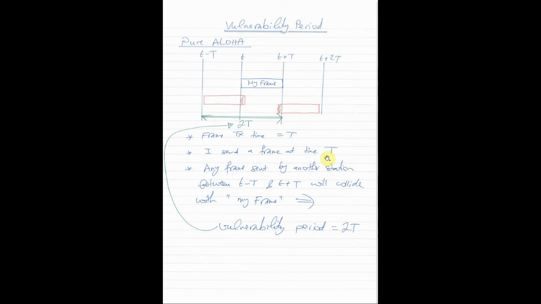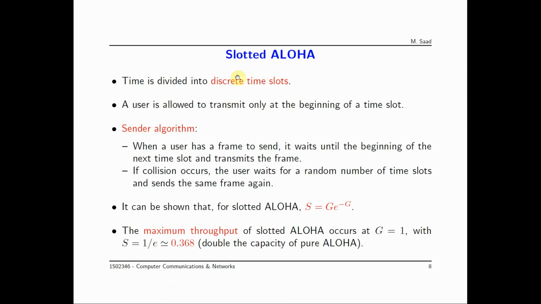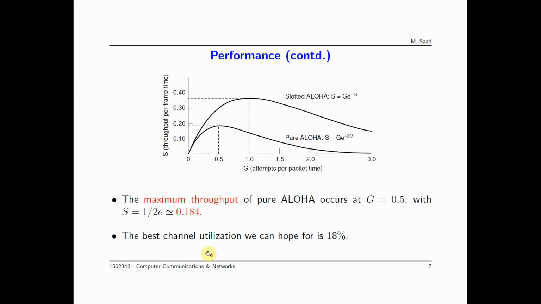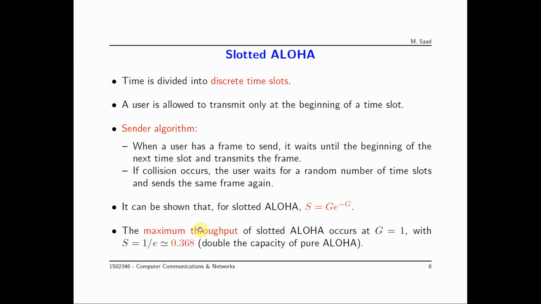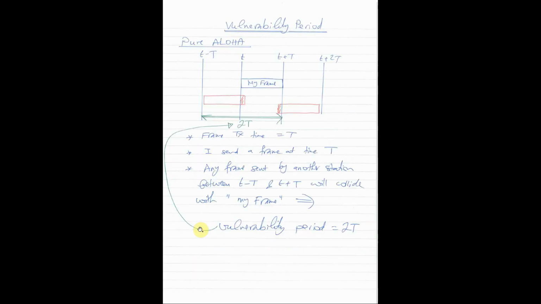Now, let's try to understand why this is. Why does slotted Aloha have a higher throughput? Let me start with an intuitive argument that will justify why slotted Aloha does better than pure Aloha in terms of throughput, channel utilization, or success rate: 36.8% versus 18.4%.